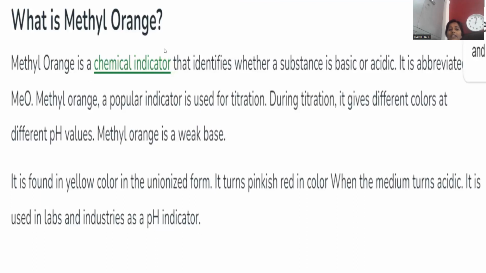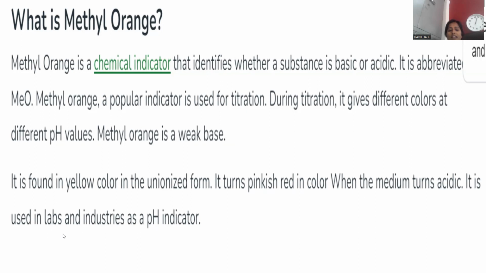First of all, let me go with methyl orange. Methyl orange is a kind of chemical indicator which is used to identify whether substances are basic or acidic. Simply, we can indicate it as MeO, methyl orange. This is a kind of abbreviation. Methyl orange is a popular indicator in the titration process. During the titration, there are different colors at different pH values. Methyl orange is a kind of basic substance. It is found in yellow color in the unionized form, and it turns a pinkish red color whenever the medium turns acidic. So we can identify that yellow exists in basic medium and pinkish red appears in acidic medium.